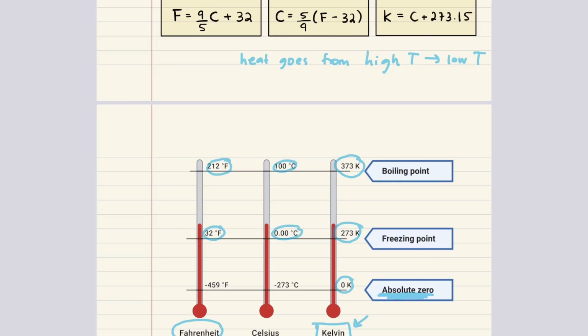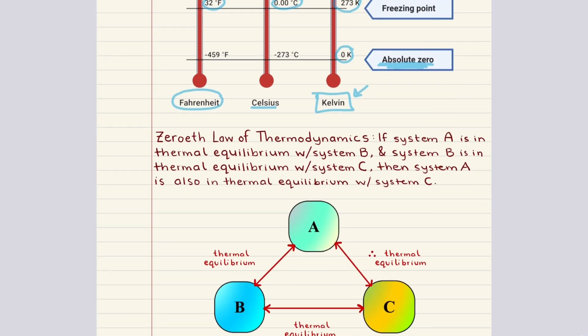We can really easily convert between these scales. If we have Celsius and we want to get Fahrenheit, we use this equation: 9/5 multiplied by Celsius, and then we add 32. If we have Fahrenheit and we want to get Celsius, we use this equation: 5 divided by 9 multiplied by what's in the parentheses, Fahrenheit minus 32. And if we have Celsius and we want to get Kelvin, it's simply Celsius plus 273.15.